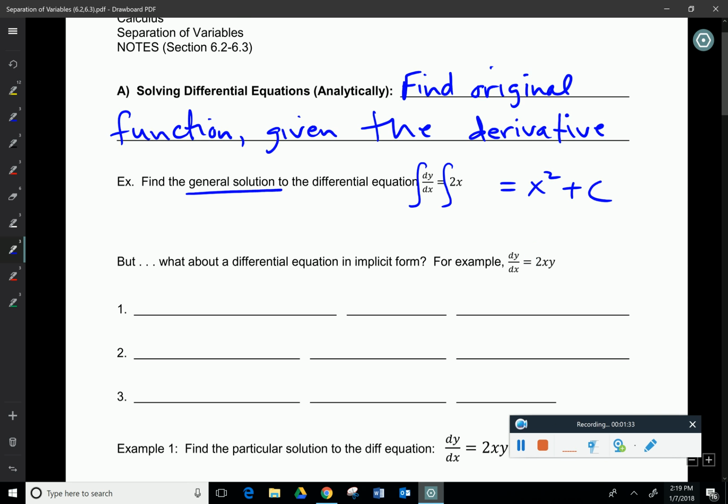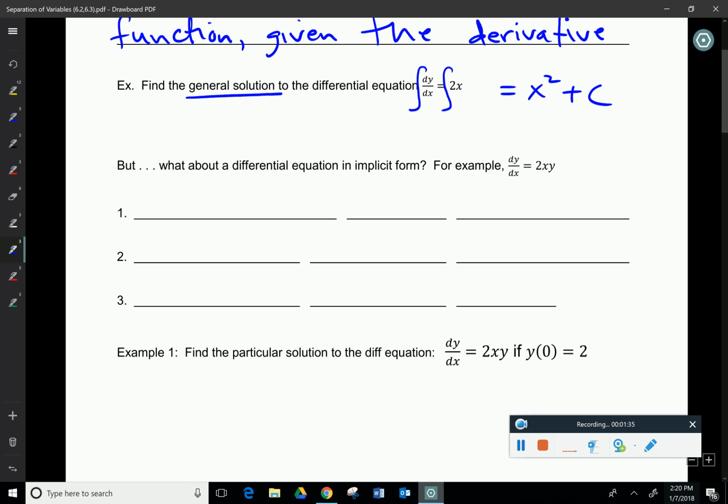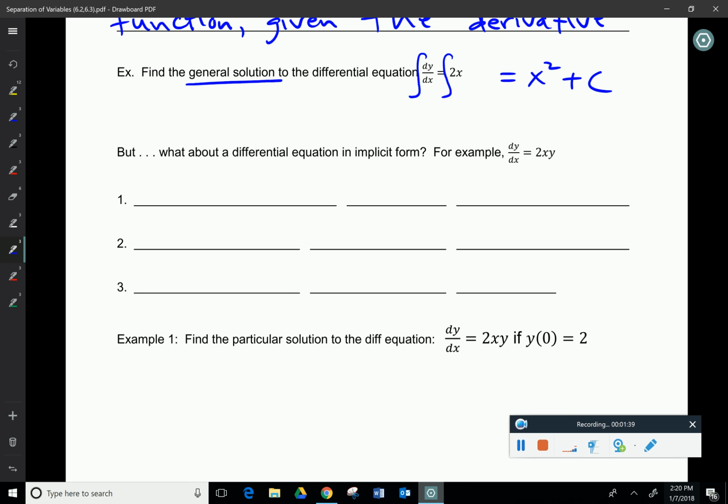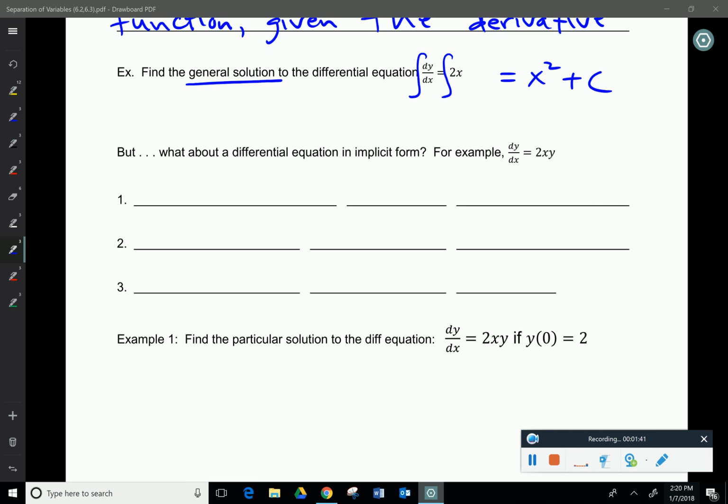So I'm going to first of all give you the steps, and then I'll show you what I mean by each one of those steps as we go through an example. So the first thing that you want to do is separate the variables.